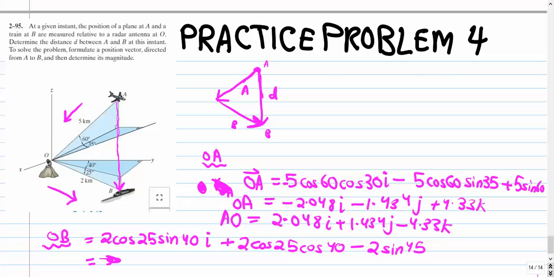Now we will simplify these trigonometric identities to get their numerical values, and we will get 1.165i plus 1.3885j minus 0.8452k.